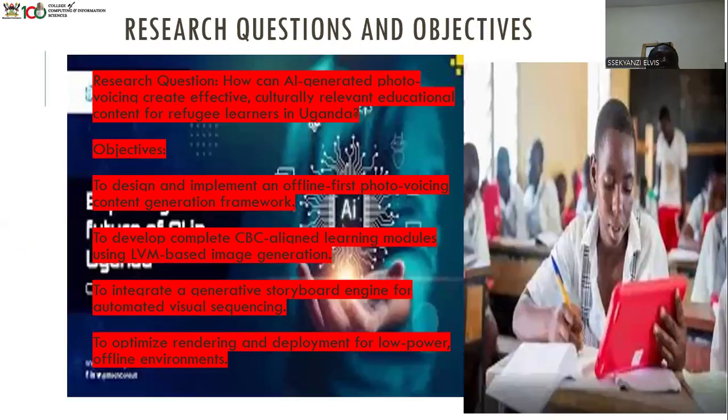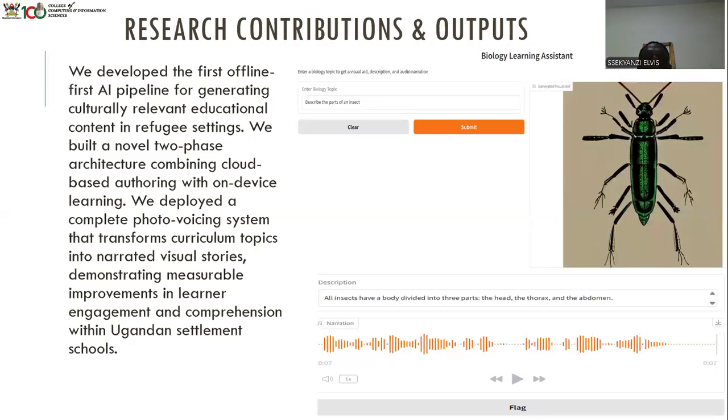The research question is, how can AI-generated photovoicing create effective, culturally relevant educational content? This will be through these objectives. One, to design and implement a photovoicing content generation framework, to develop a complete competence-based curriculum and learning modules using large vision models, to integrate a generative storyboard engine for automated visual sequencing, and to optimize rendering and deployment to low-power environments.